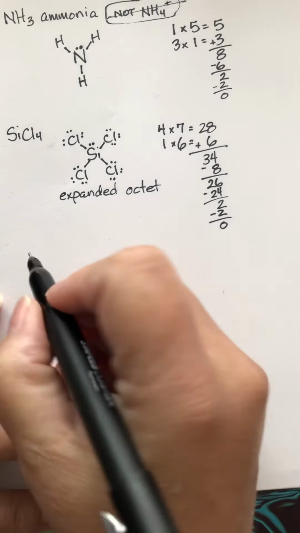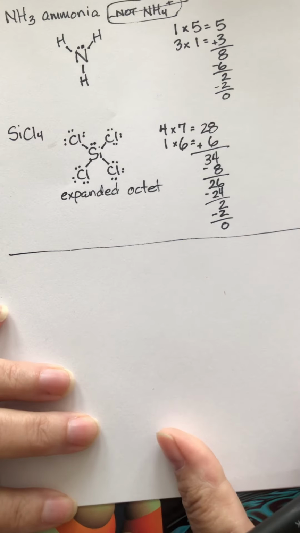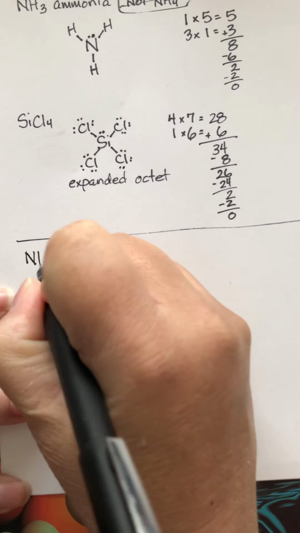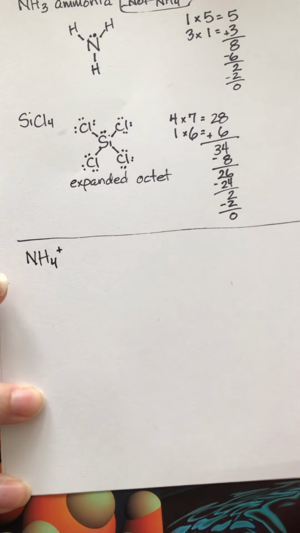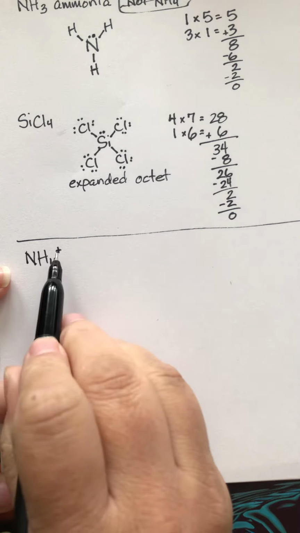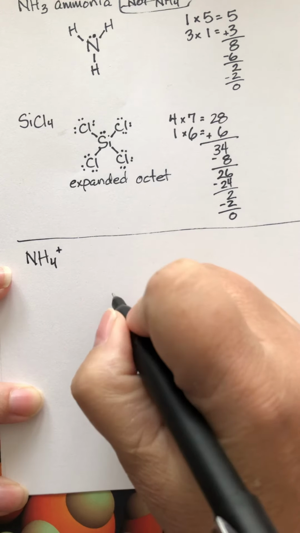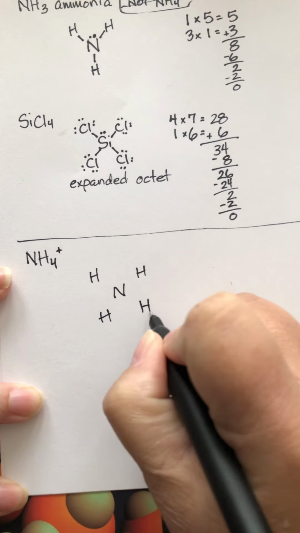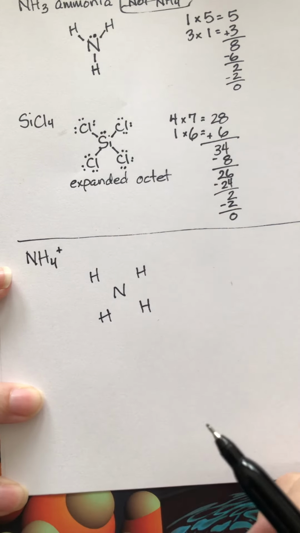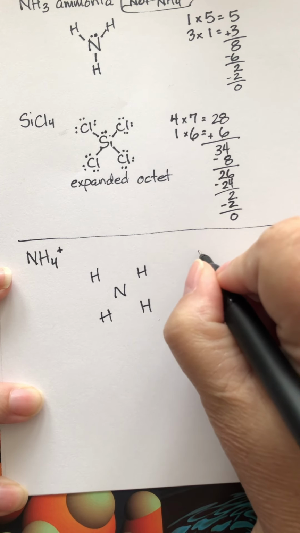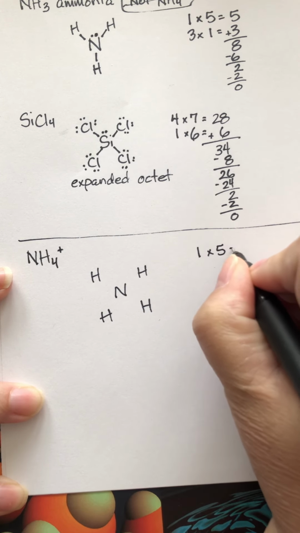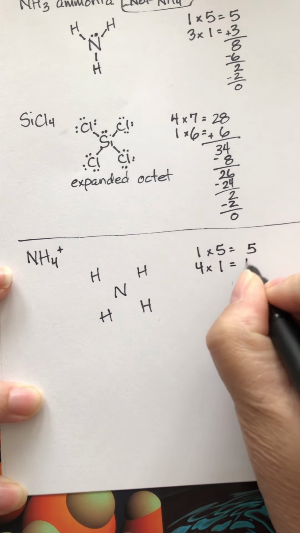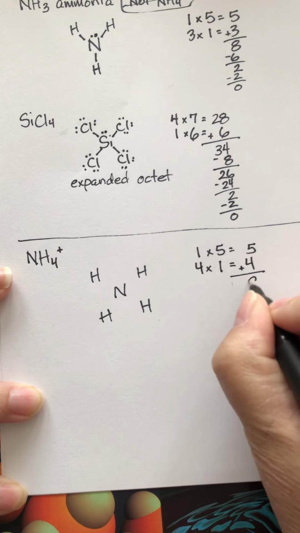All right, I want to move into what happens when you do have a charge and you need to notate that. So let's come back to ammonium. Ammonium is NH4 with a positive charge. Of course, N has to go in the middle. H can never go in the middle. So I'm going to draw my N with 4 H's around it, and let's do our accounting. We have 1 nitrogen with 5 valence electrons. We have 4 hydrogens, each with 1 valence electron. So that gives us 9.